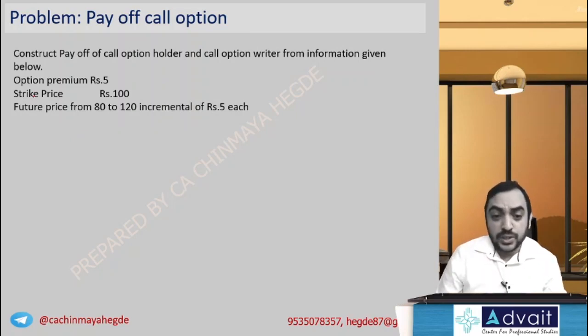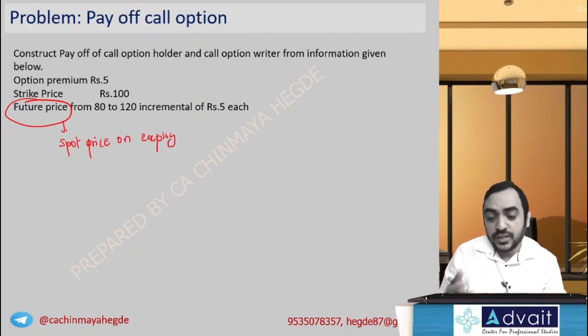Future price. When I say future price, please understand, it's not the futures we discussed. I think it's an error in drafting the question. It meant the spot price on expiry. That's what I meant because I prepared this question. I should have been more careful. So don't think about the futures we discussed earlier. This is about the expiry date. When the prices are different numbers, how your decision will vary, how your payoff will vary.